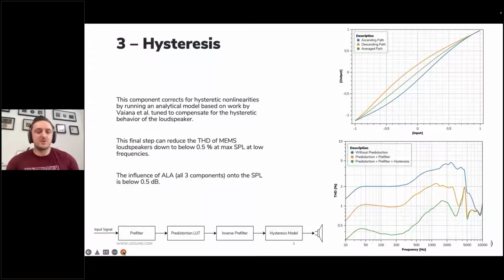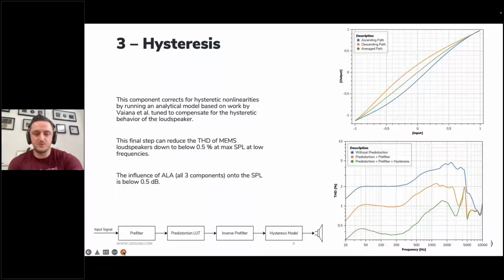This is a little bit tricky to compensate for, but with work from Bayana et al., we adapted an analytical model to compensate for hysteretic behavior that can also reduce the distortion for these loudspeakers. With this final step, which we can see on the bottom right, we can achieve an additional decrease in distortion.